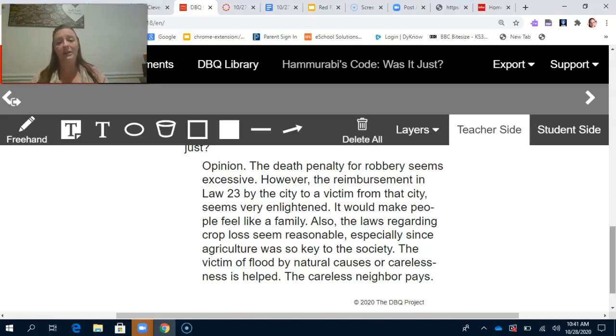Also, the laws regarding crop loss seem pretty reasonable, especially since agriculture was a key to surviving in society. And the victim of flood by natural causes or carelessness is helped. And so the careless neighbor is who pays.